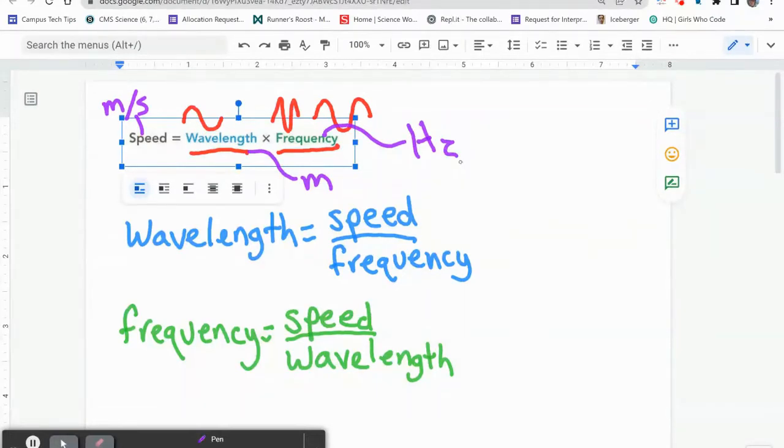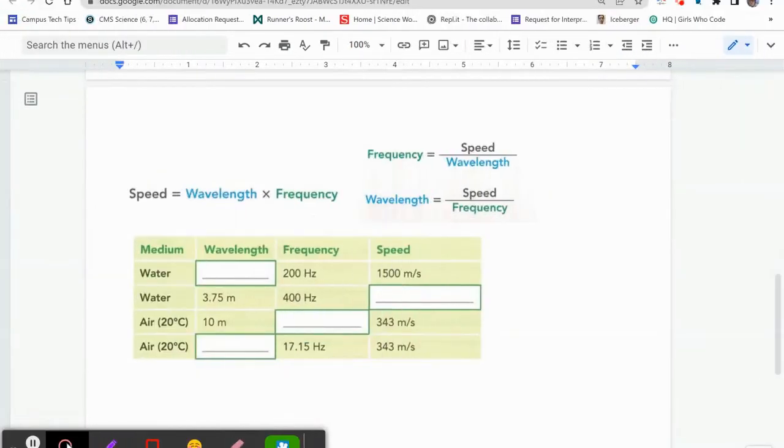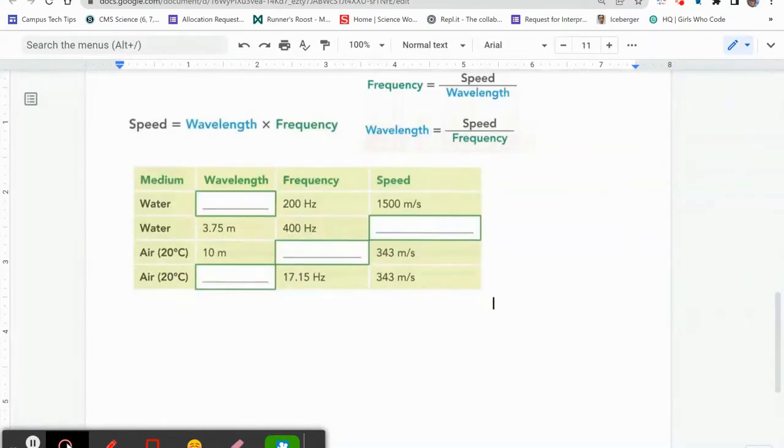Okay, so let's take a look at the table that we're going to have to solve, and we'll keep the formulas here. This is a chart that we have to try to figure out. You'll notice that it's giving us different mediums such as water, air, and it's showing us various wavelengths, frequencies, and speed, but we have some blanks that we need to figure out. So this first one that we're going to look at is the wavelength here. I like to circle what we're actually trying to solve for. I'm going to do this one in orange. So we are trying to solve for the wavelength of sound in water.